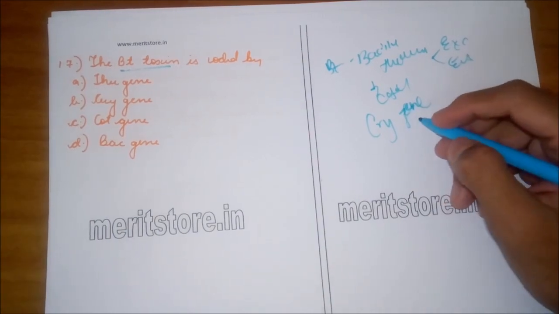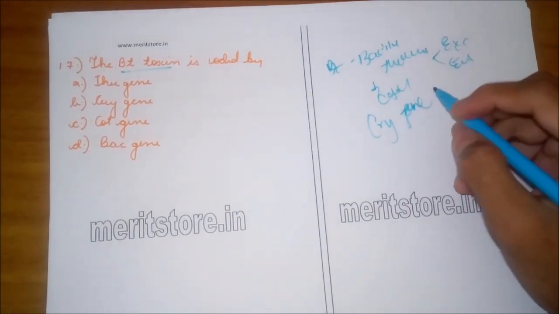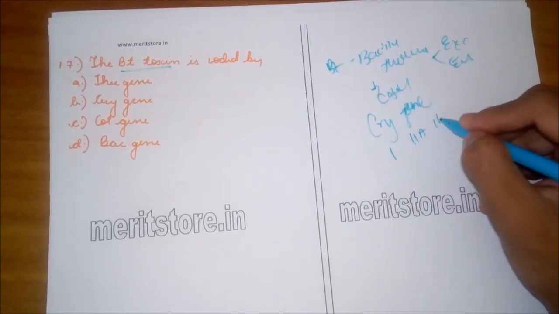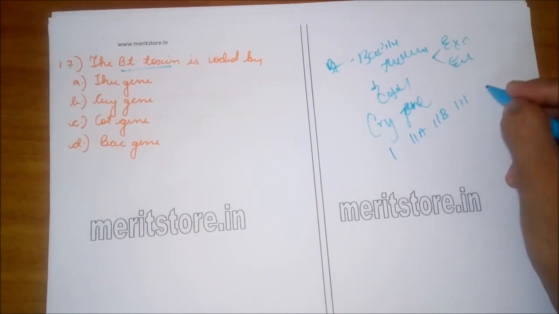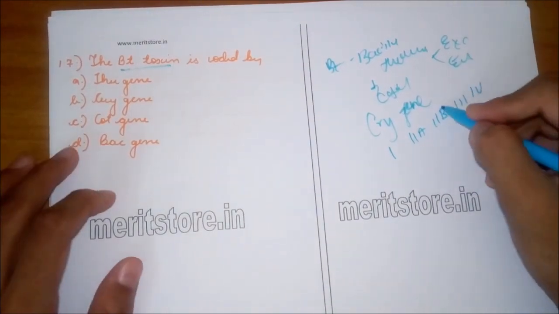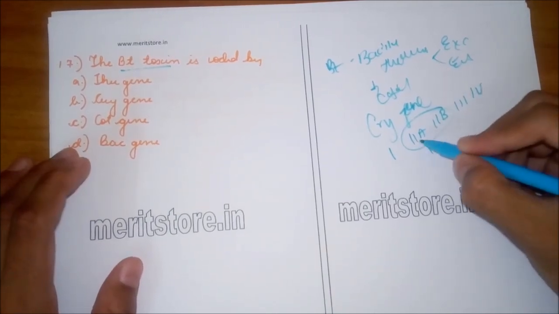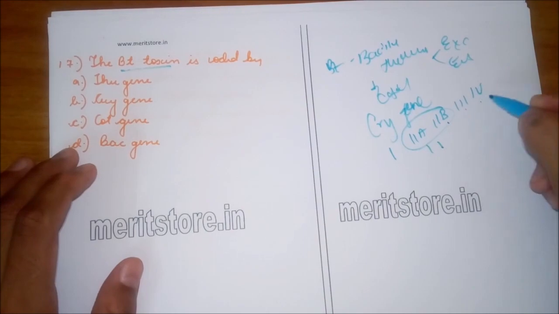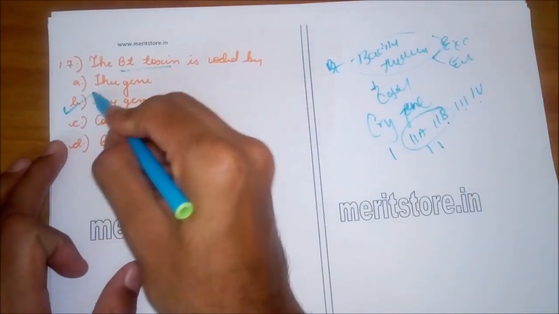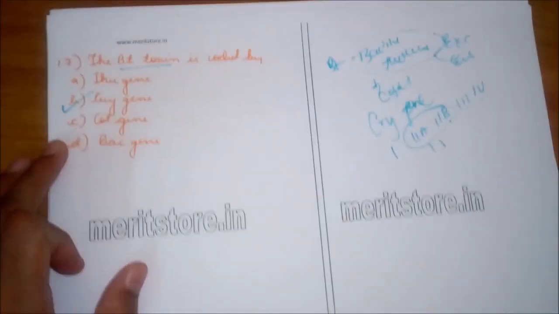And this cry gene is of 4 types, that is 1, 2A, 2B, 3 and 4. So these 2 we collectively term as 2, which is further divided into A and B, and 3 and 4, which codes for this toxin gene. So option B, which states that cry gene, is the correct answer for question number 17.